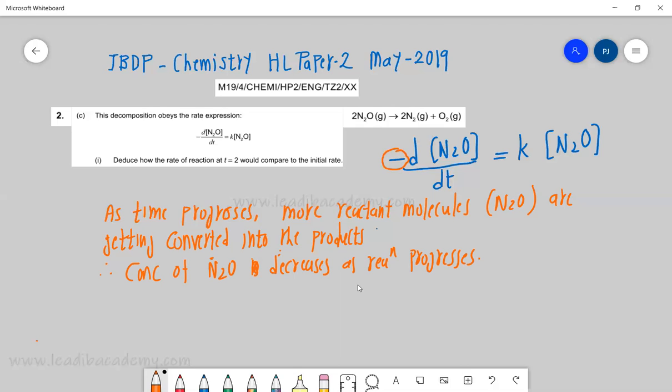So therefore at t equal to 2, the rate of reaction will decrease. Why? Because this is going to drop. This is getting reduced, so the rate of reaction has to drop. That's the reason. Simple. Because N2O concentration keeps on getting reduced. It is very, very simple, and that is how we define the rate of reaction also.